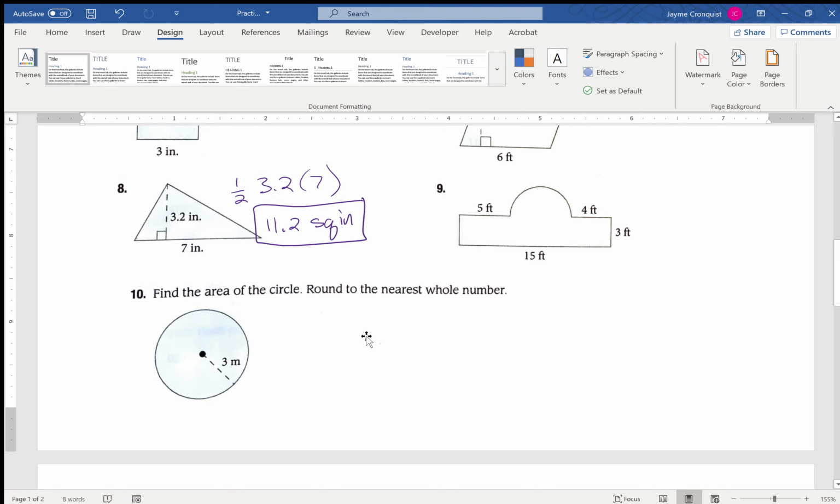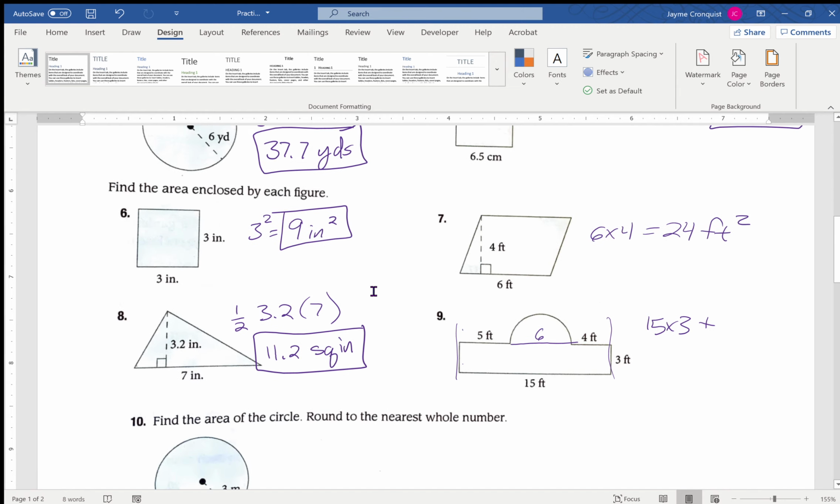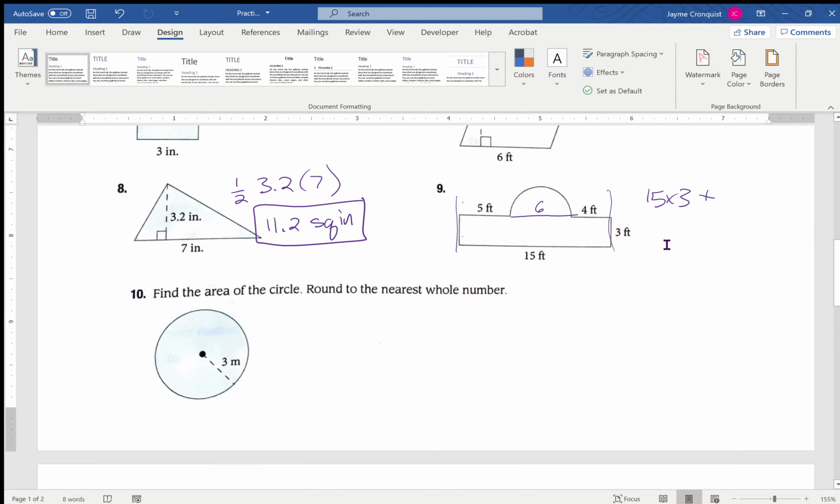All right, so this one's interesting. We have 5 feet, 3 feet, 4 feet, oops, sorry, that's 15, and 5. Well, if this distance is 15, this is 5 and 4, which is 9, that makes that distance 6. So we have a 15 by 3 rectangle for its area, plus the semicircle. Right, okay, I was just checking.